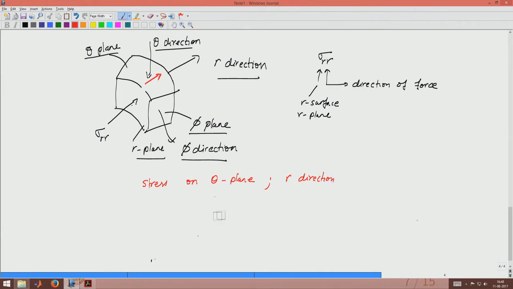So, clearly based on the convention that we have written now, this is nothing but sigma theta r, because the second index describes the direction, the first index describes the surface. So, therefore, in a cone and plate we can see that all 9 components of stresses will be active.